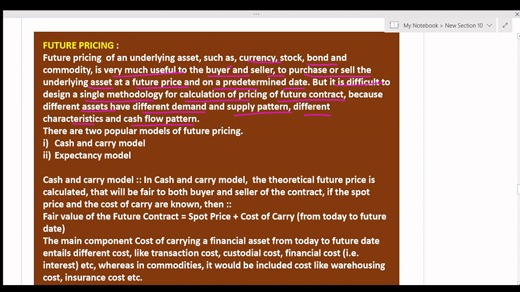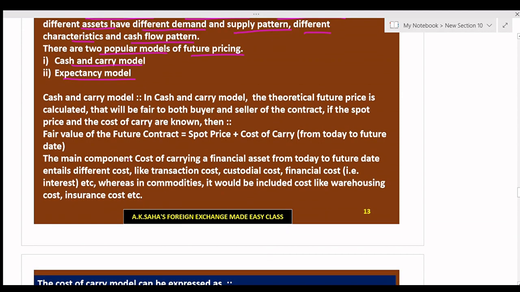There are two popular models of future pricing. One is the cash and carry model and another is the expectancy model. Now come to the cash and carry model. In the cash and carry model, the theoretical future price is calculated that will be fair to both buyer and seller of the contract if the spot price and the cost of carry are known. Then the fair value of future price is equal to spot price plus cost of carry from today to future date.